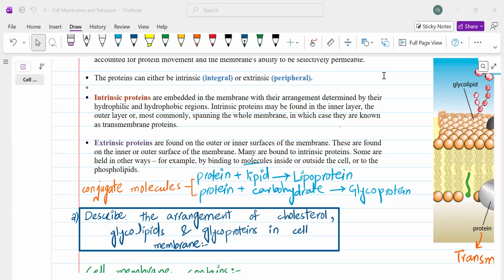So I was asking you about the intrinsic and extrinsic proteins. What are these?